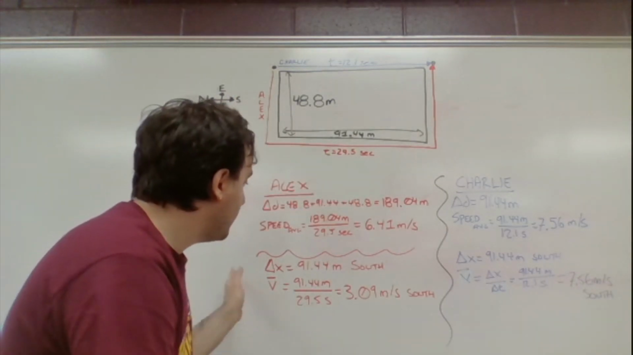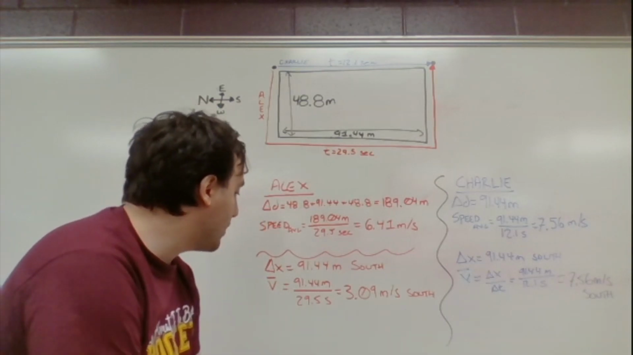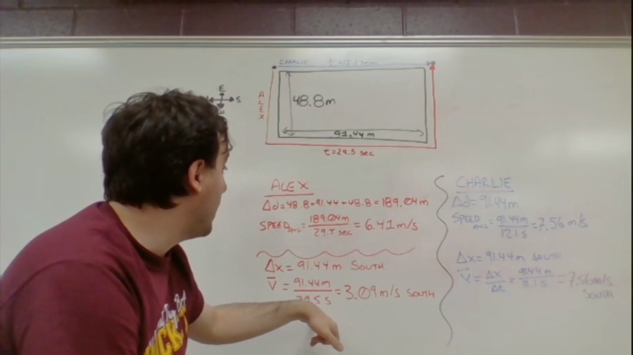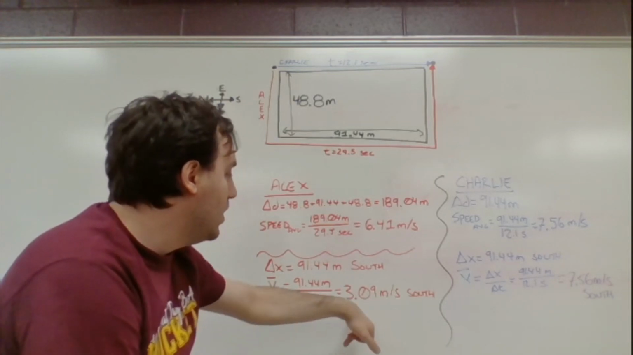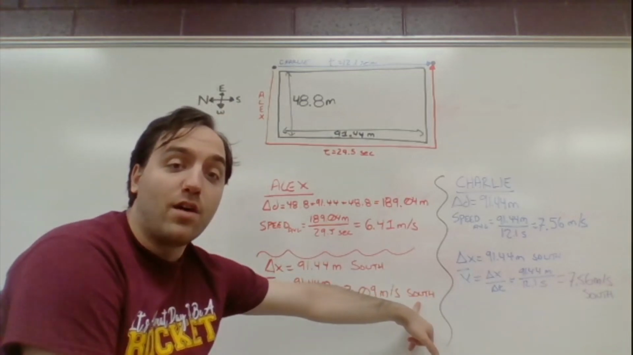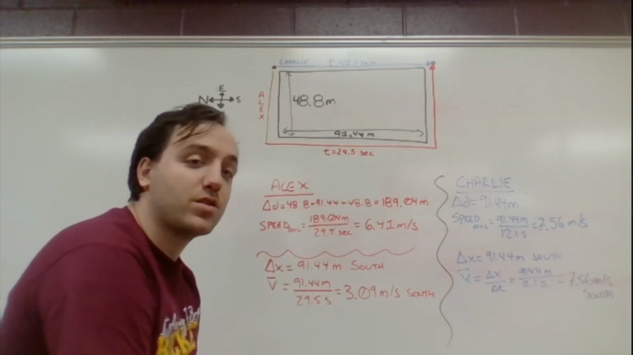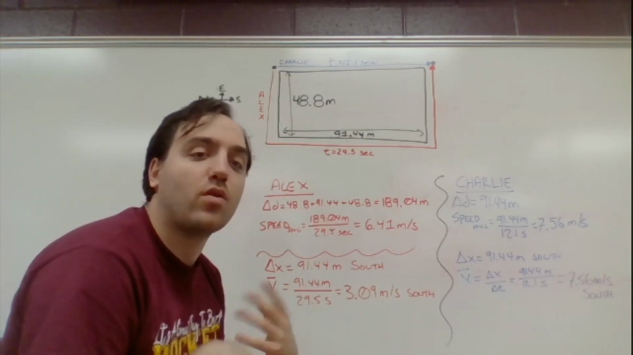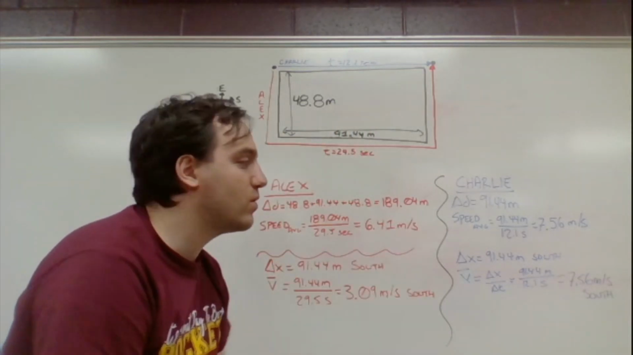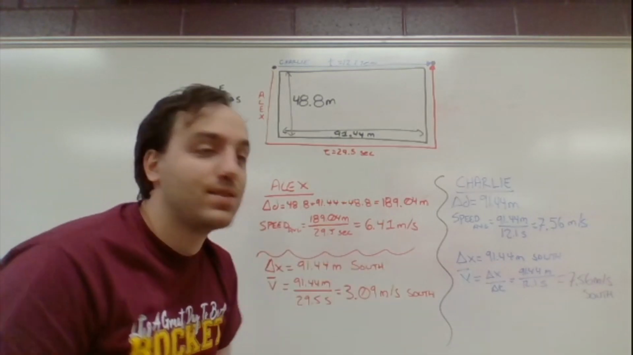displacement. So 91.44 meters south, which means their velocity is 91.44 divided by the 29.5 seconds it took them to get there, which is 3.09 meters per second. Again, south, they're heading south on average. If you blinked or weren't paying attention, it looked like they moved over there roughly in a straight line, or at least that's what you'd guess.